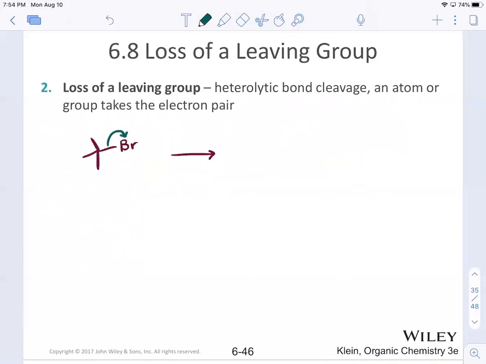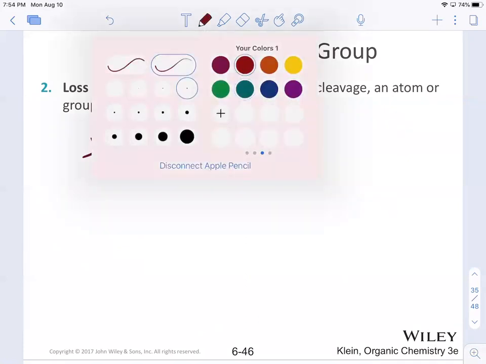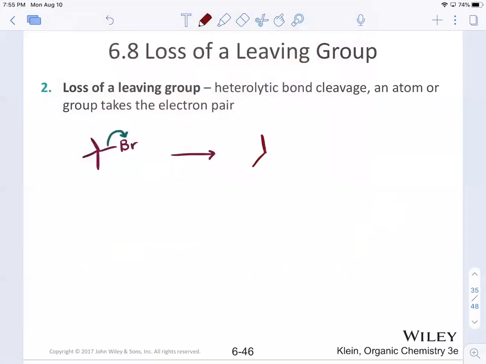Bromine is leaving. The heterolytic bond cleavage of an atom where it takes the electron pair away from whoever it was bonded to. Right? There's our loss of leaving group. Bromine is the leaving group right there. Or bromide is the leaving group. We could also think of a leaving group having more than just that one arrow, but we'll stick to just the one arrow right now.